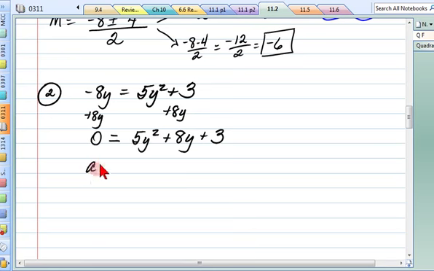All right, what is the value of A? 5. B is 8, and C is 3.